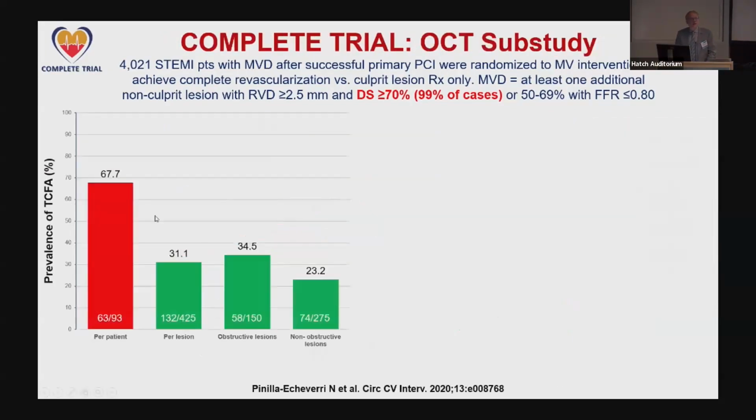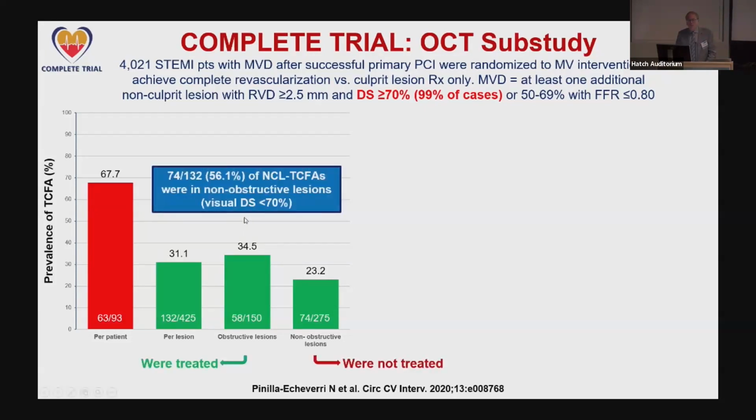Because they did an OCT sub-study, and they found that about 2/3 of these patients had thin-cap fibroatheromas left behind. But only about 45% of the thin-cap fibroatheromas were in these so-called angiographically obstructive lesions, the ones that were greater than 70%, which is our indication to treat them today. We don't have an indication to treat non-obstructive lesions based on the angiogram. But 56% of all of these thin-cap fibroatheromas were in mild stenoses, 20 to 70% diameter stenosis. And these were not treated.